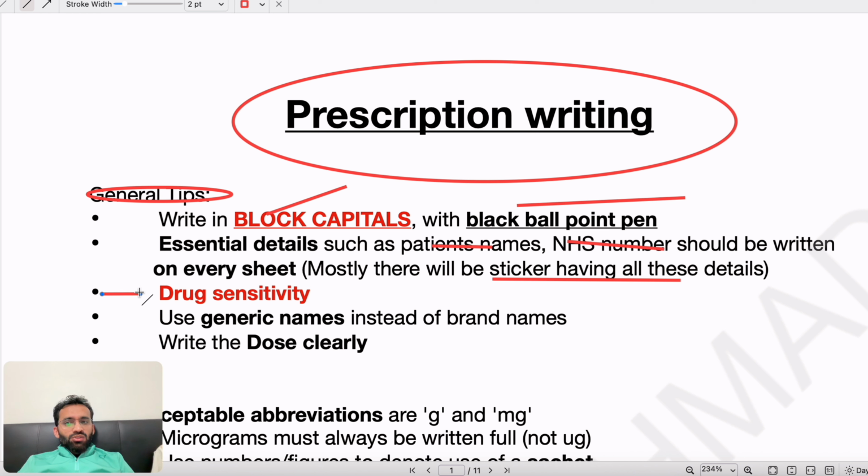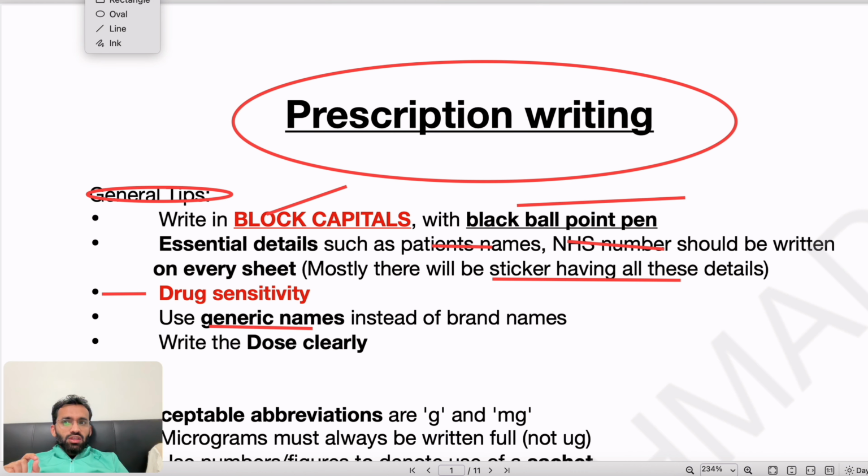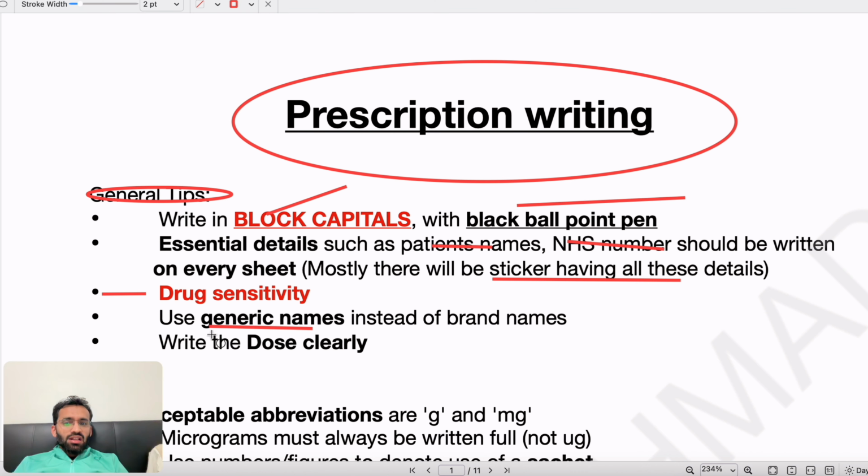Always write about the drug sensitivity. Never ever forget the drug sensitivity. It is very important. You have to use the generic name instead of the brand name. The next important point to keep in mind is the dose of the drug. Never ever write the dose of the drug in a wrong way, because drug dosage is very important. This is one of the important criteria of prescription writing. So please keep in mind capital letters, black pen, patient details, drug sensitivity, and dose clearly.